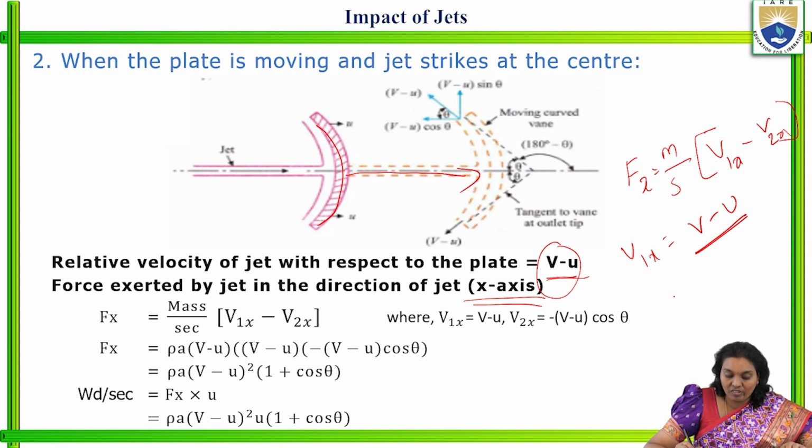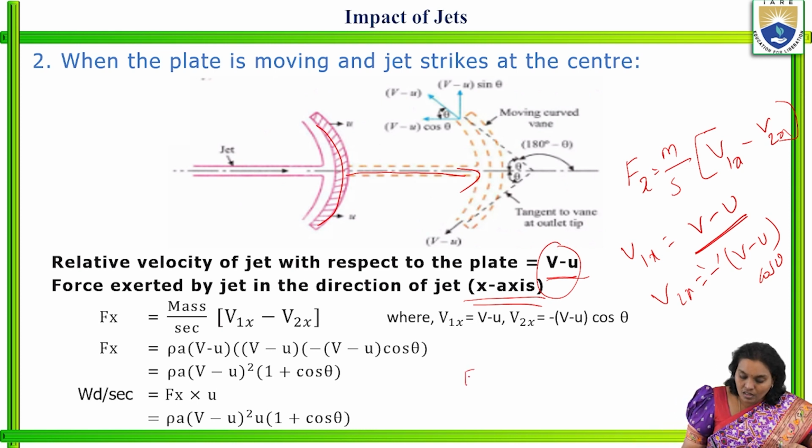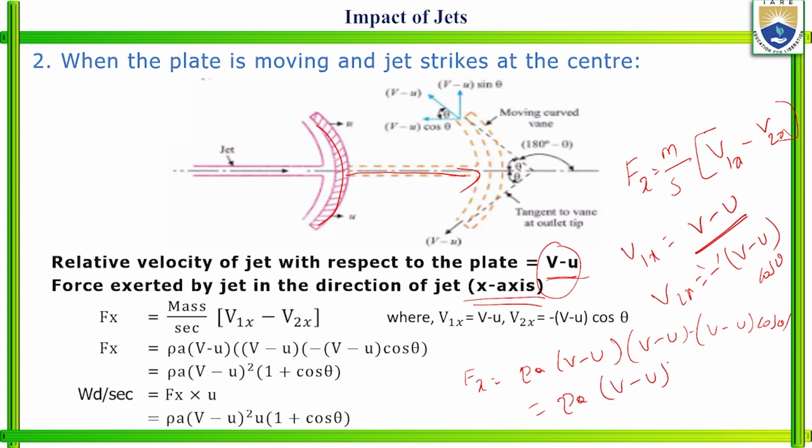Now v1x is equal to v minus u and v2x is equal to minus (v minus u) cos theta. Already we understand this negative sign indicates the opposite direction of the velocity of the jet after striking the plate. So F of x is equal to rho a (v minus u) times (v minus u)(1 plus cos theta). Finally, rho a (v minus u) squared (1 plus cos theta) is the force when the plate is moving and the jet strikes at the center.